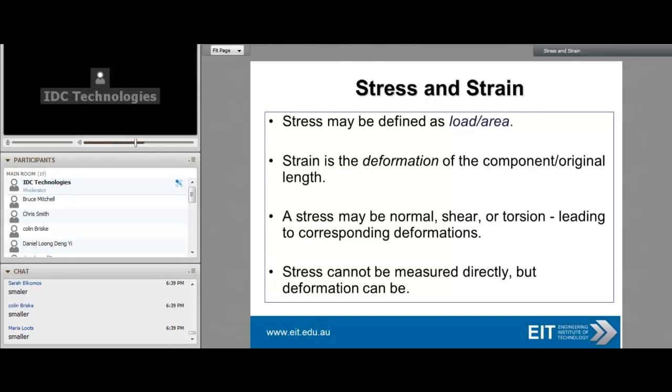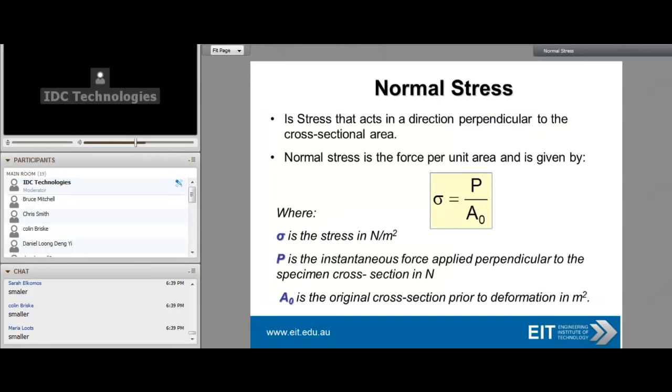Now, stresses can be shear stresses, where we're trying to chop something in half, or they can be torsional stresses, where we're trying to twist something, or it can be a tensile stress or a compressive stress, as we saw before. Now, we can't measure stress itself, but we can measure deformation. We can measure the change in cross-section.